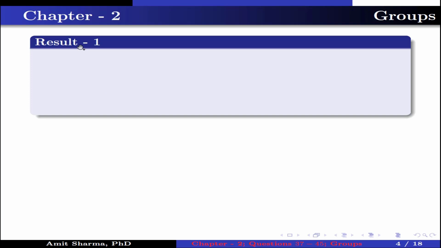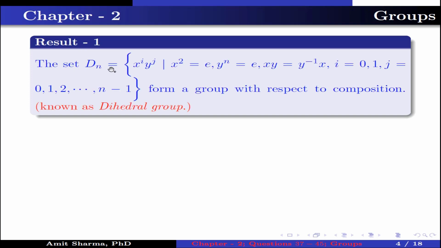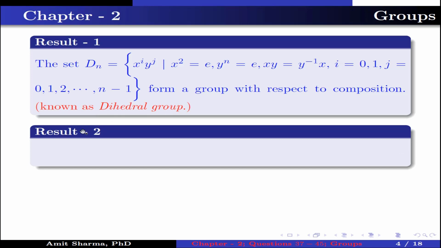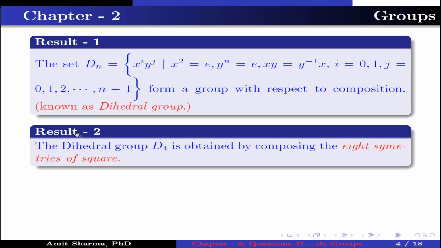Result number 1. The set Dn containing the elements x to the power i, y to the power j, such that x square equals identity, y to the power n equals identity, xy equals y inverse x, where i varies from 0 to 1 and j varies from 0, 1 up to n minus 1, forms a group with respect to composition known as the dihedral group. Result number 2. The dihedral group D4 is obtained by composing the 8 symmetries of a square.